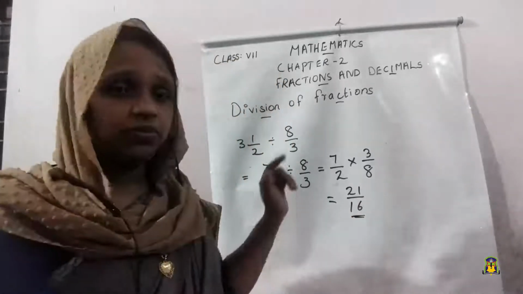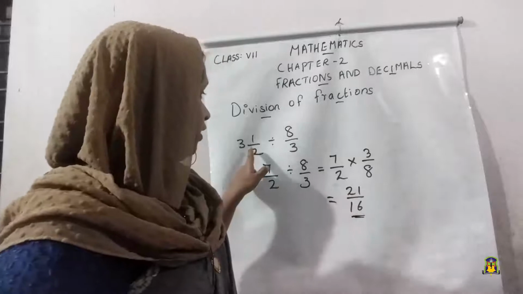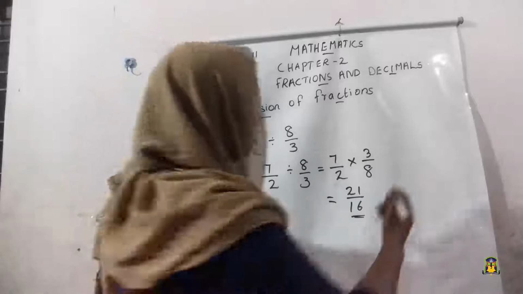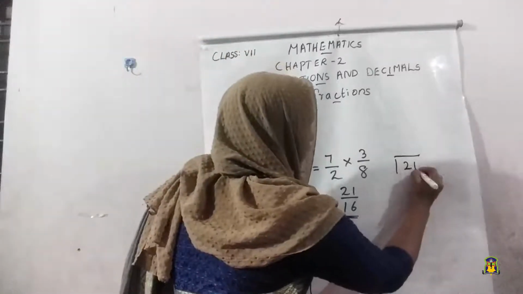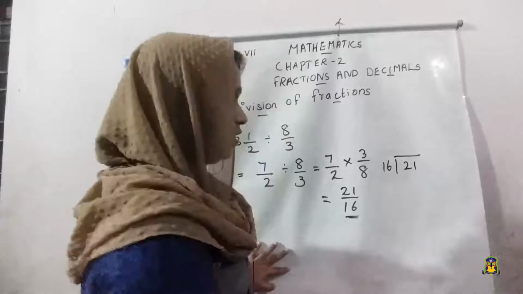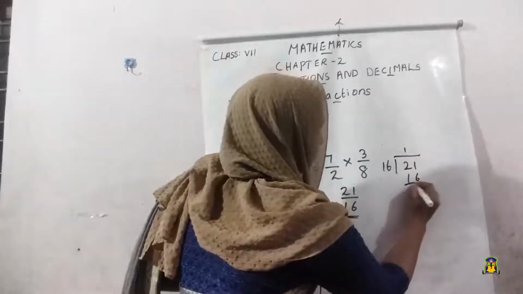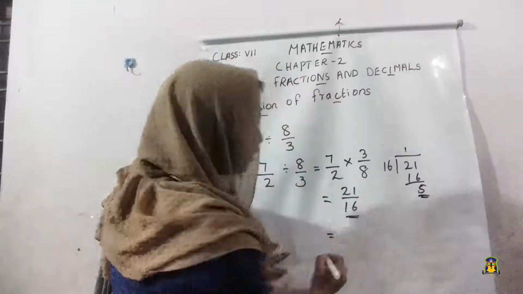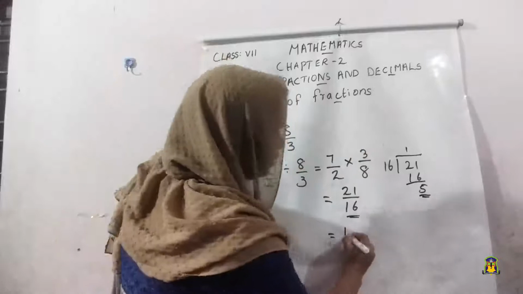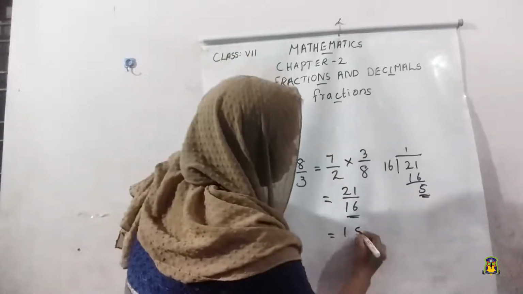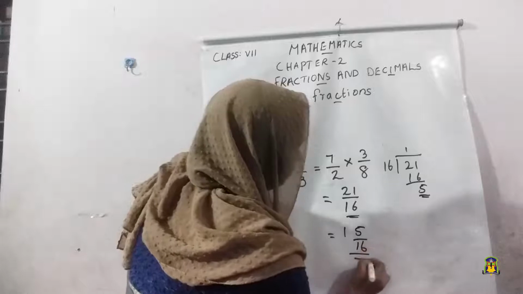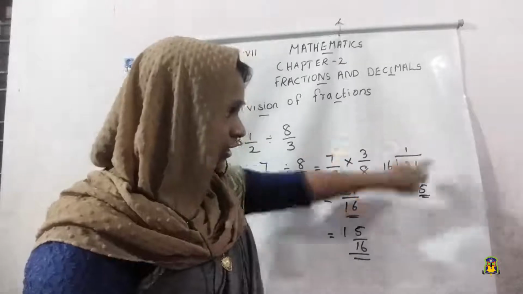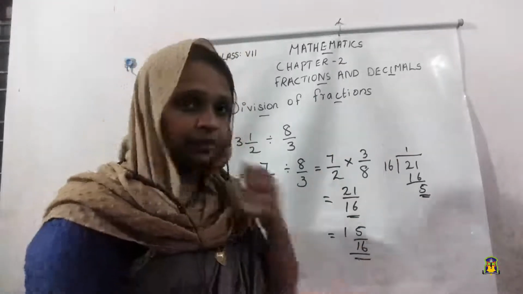Now see, this our question is in mixed fraction, no? So we can change it to mixed fraction. So we want to divide. 21 divided by 16, isn't it? 16 into 1. By subtracting we get 5. So how to change this? Quotient, then remainder by divisor. Okay. So 1 and 5 by 16. Quotient, remainder by divisor. Okay.